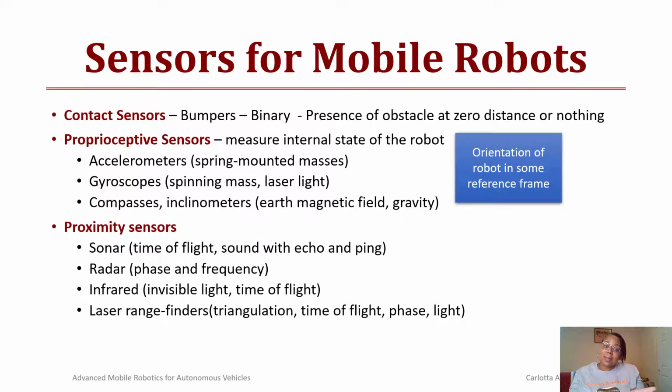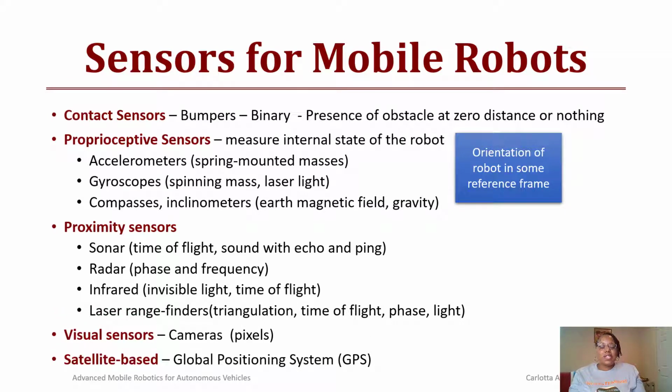You could also have proximity sensors. Proximity sensors essentially tell you how close the robot is to something, such as an object or obstacle in the world, and can be used for object detection. For example, sonar, which we've already talked about, uses time of flight with sound, with an echo and ping. We have radar, which uses phase and frequency. We have infrared, which uses invisible light and time of flight to determine the distance to an object. And we also have laser rangefinders, which use triangulation, time of flight, phase, and light to determine the distance to objects around it. You see lasers a lot in mapping for mobile robotics.